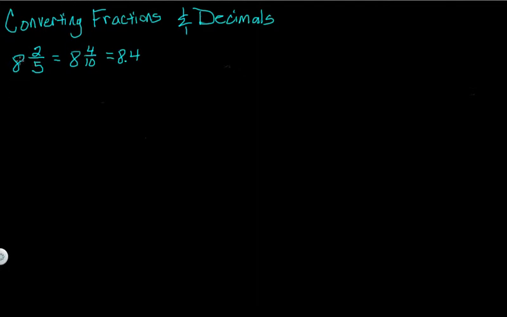So we know the whole number part is going to be 8. We want to know what's the decimal part going to be. We would divide. So we would say 2/5 is equal to 2 divided by 5. And we would do that with long division like this. So we would say 5 divided into 2. 5 is larger than 2.